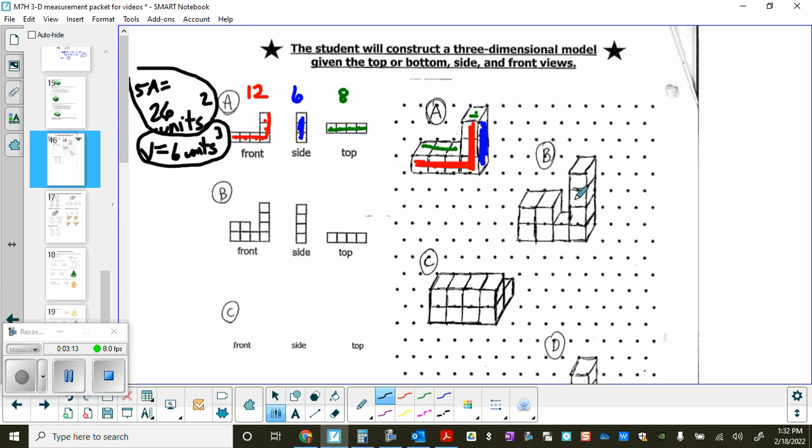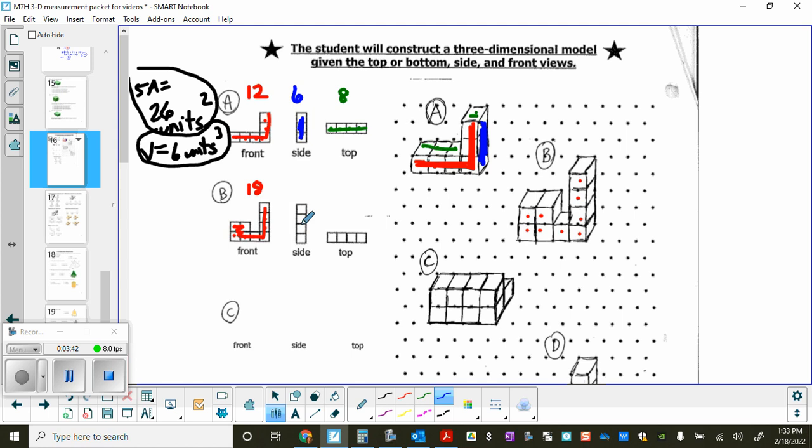All right, now let's take a look at figure B. For figure B, the front view, I see 1, 2, 3, 4, 5, 6, 7, 8, 9. And here they are over here, 1, 2, 3, 4, 5, 6, 7, 8, 9. So if I see 9 on the front, I know that 9 times 2, there's going to be 18 total faces for the front and the back. So I've got that figured out.